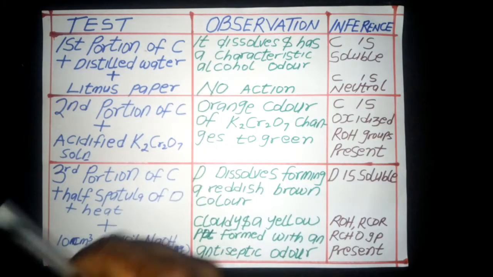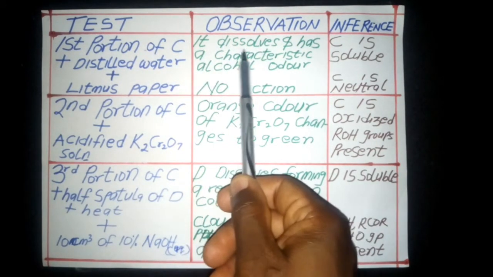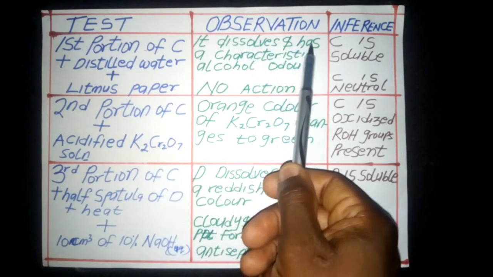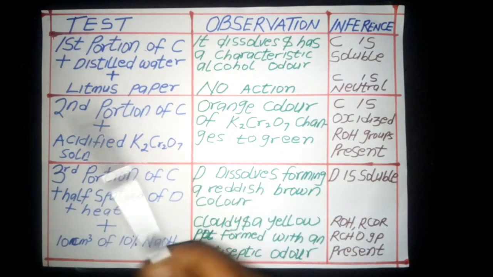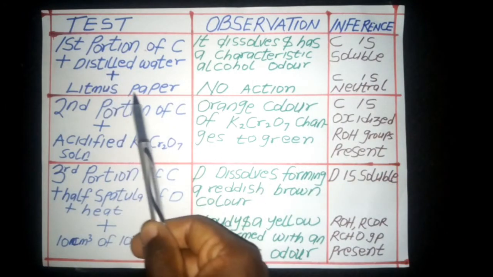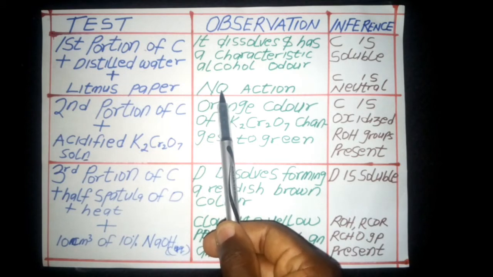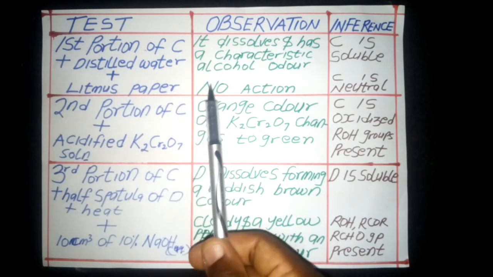Because both of them have hydrogen bonding, like dissolves like. So the observation here, I said it dissolves. I also added that it has a characteristic alcoholic odor. The inference is that C is soluble. Then plus litmus paper. No action on litmus paper or no changes. Whether you use blue litmus paper or red litmus paper, there will be no change. And so you say C is neutral.